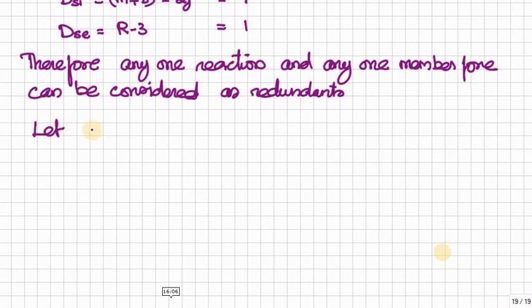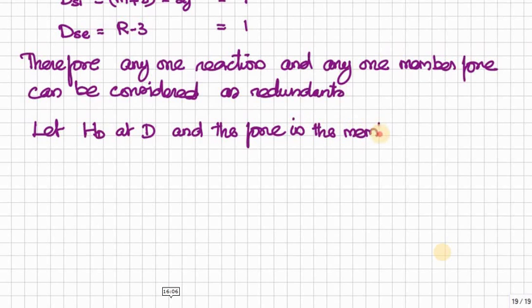So we consider the horizontal force at D and the member force FC as our redundants. That means we will remove HD at support D and member FC from the structure in order to make the structure determinate and stable also. That means we finally get a primary structure.